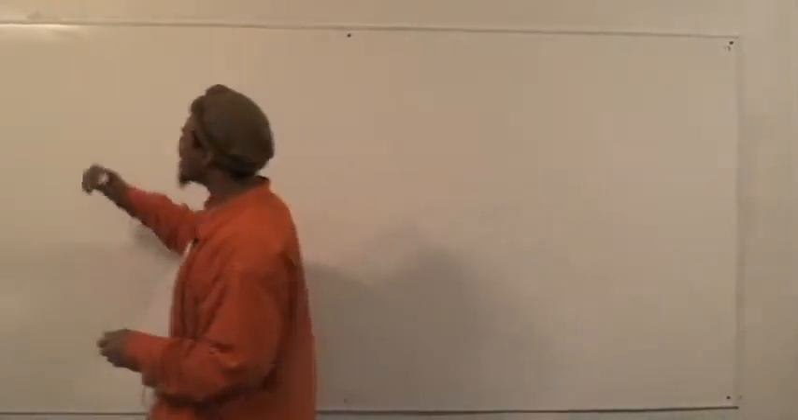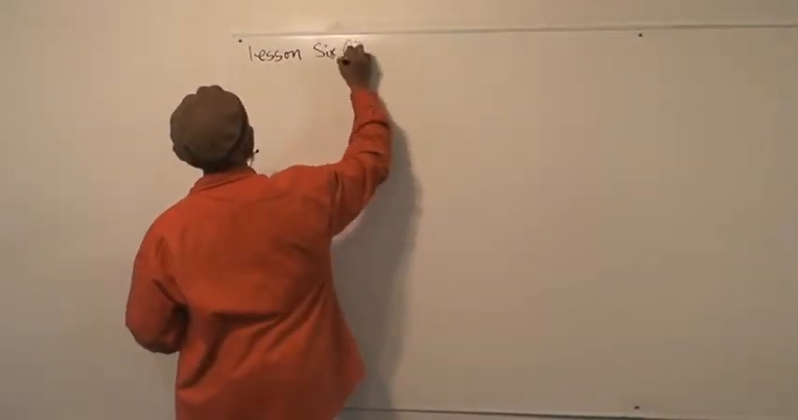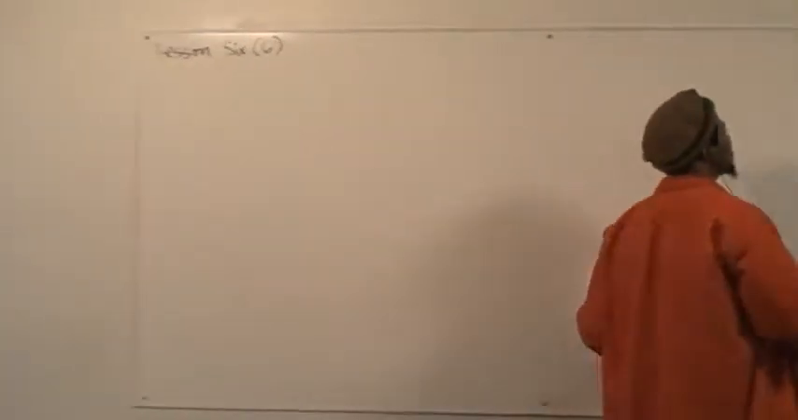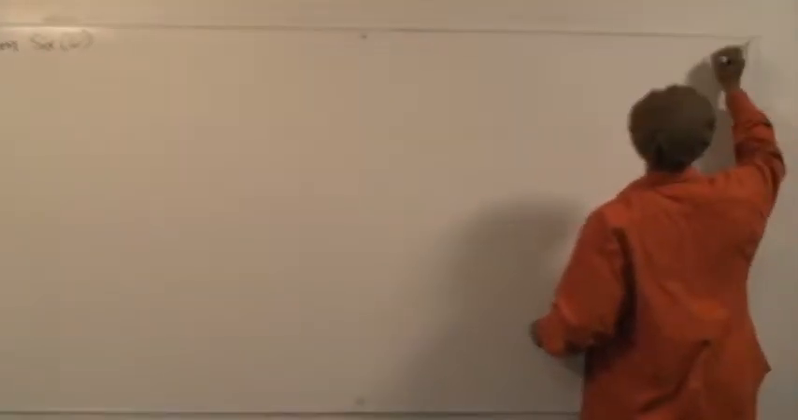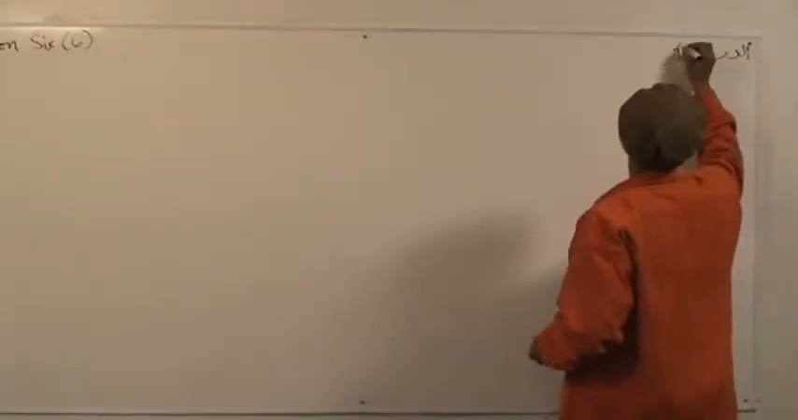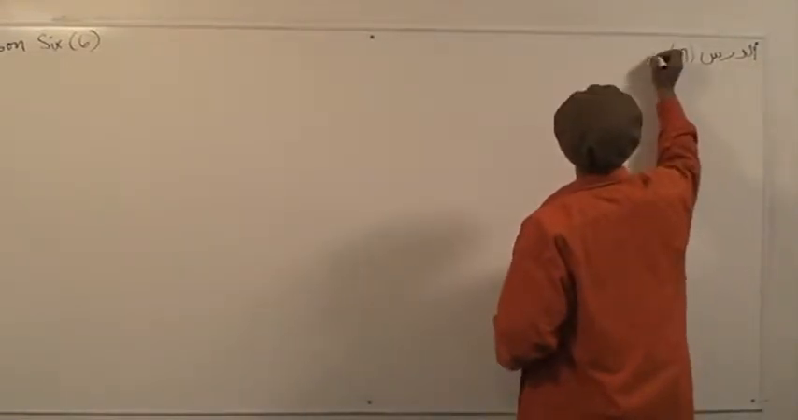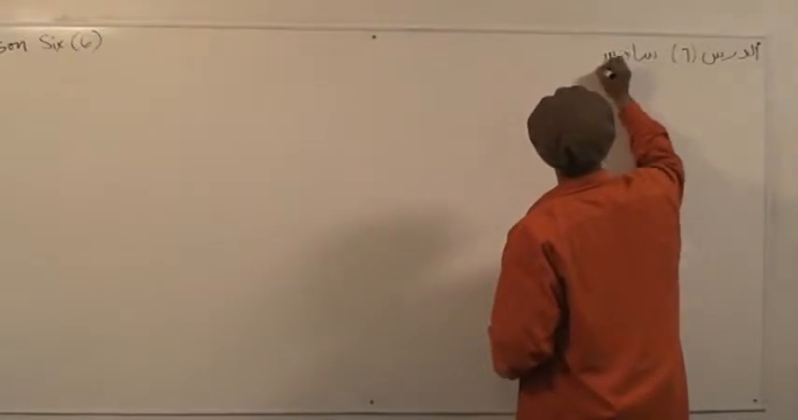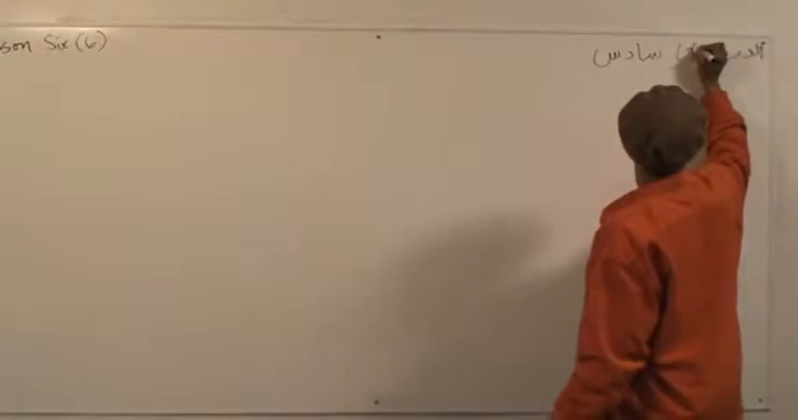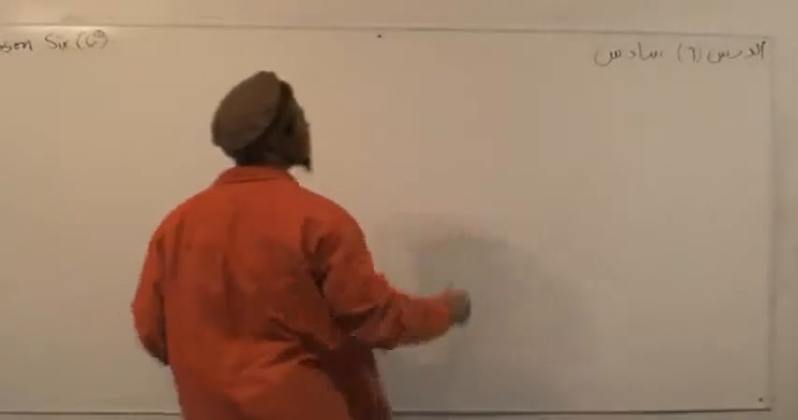Today we are still in the Arabic language. We are on lesson... what lesson number is this? Six. Lesson number 6. In Arabic, we would say ad-darsu as-sadis, the sixth lesson. In Arabic, we say darsu sadis.